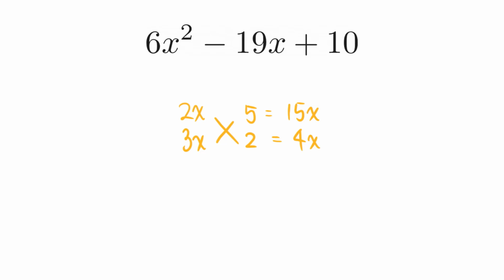We need to have a minus sign in front of each of both 15x and 4x so that we can sum them to get negative 19x. Also, it's important to notice that negative 5 and negative 2 will multiply to positive 10. So now all the signs are correct. So we can read across and write the factors.